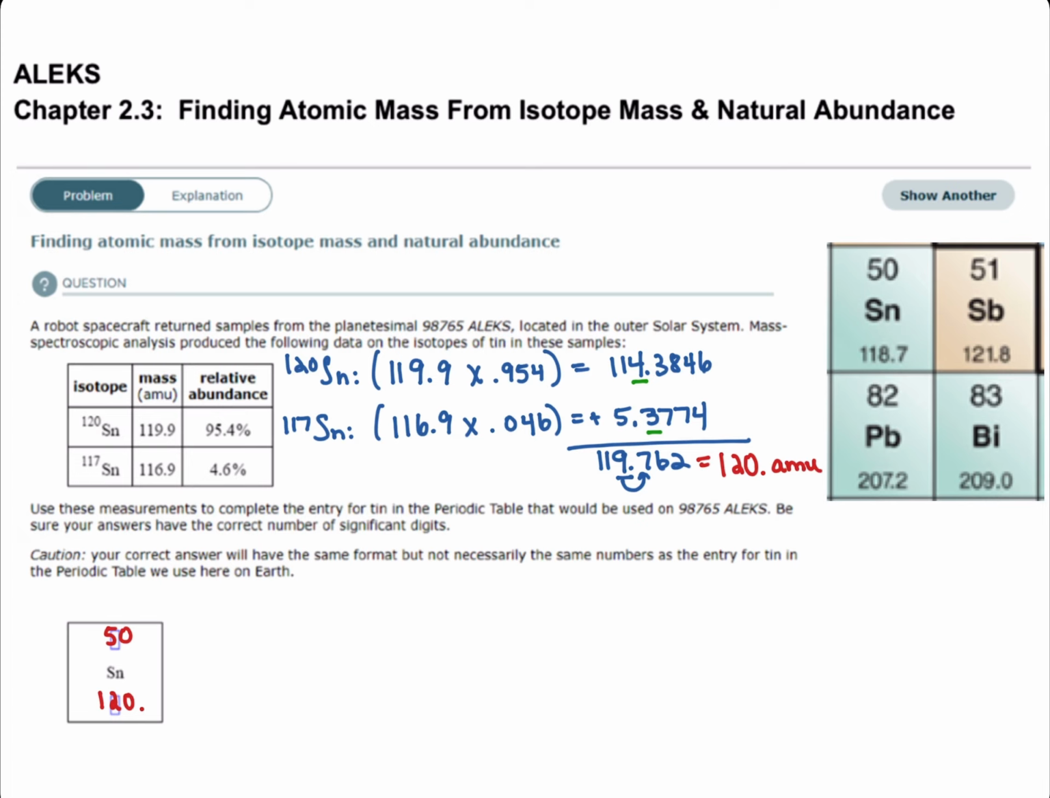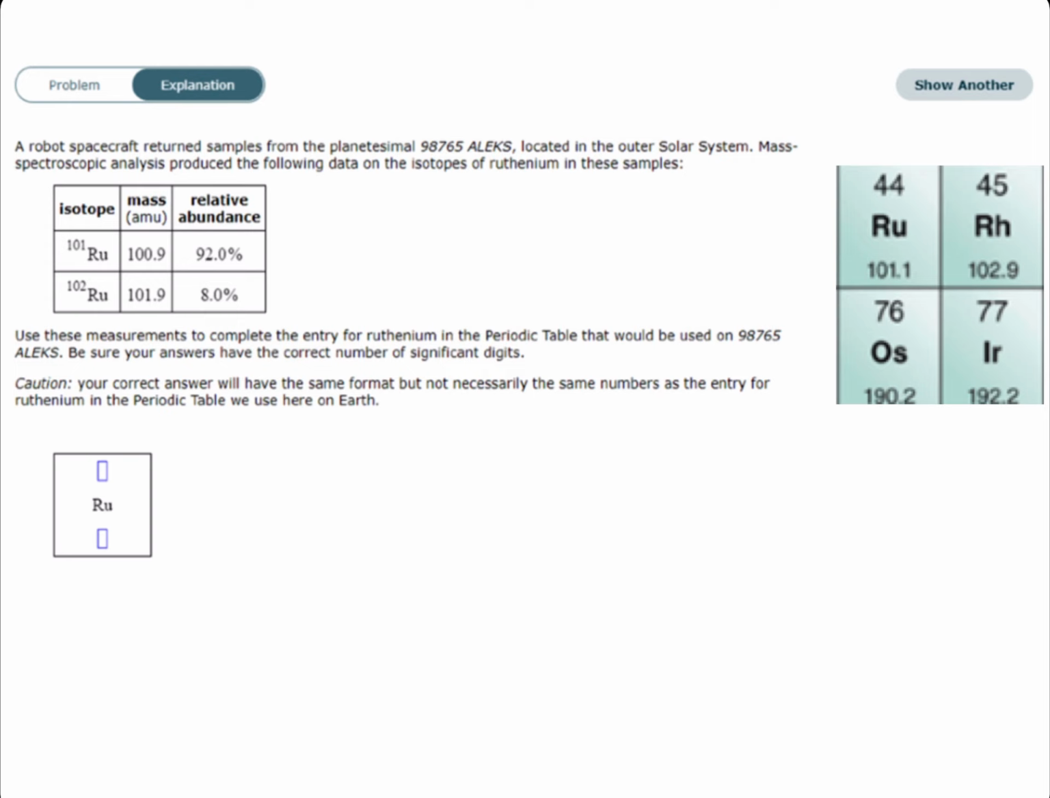Let's take a look at another example. Same type of example, a spacecraft goes to a make-believe planet and comes back with samples of an isotope. Our job is to figure out the average atomic mass and its atomic number. I always want to start off with my given information. So for my first isotope, I'm going to multiply the mass by the relative abundance, and I'm going to use all of my digits that the given problem states because I don't want to lose my significant figures.